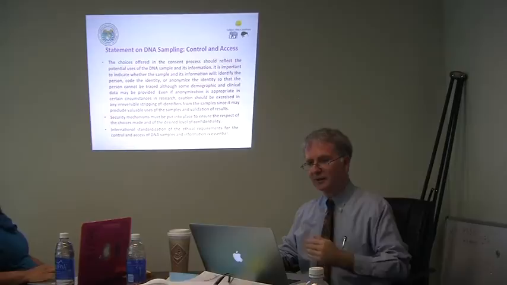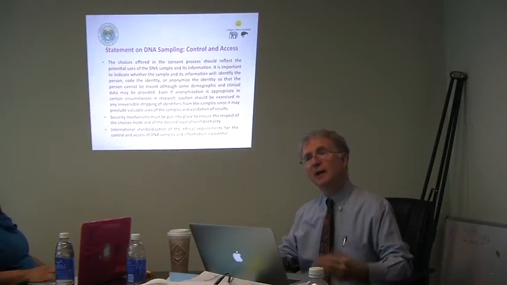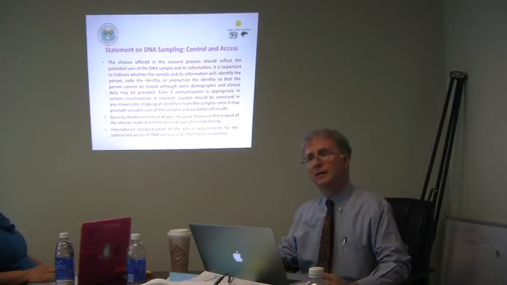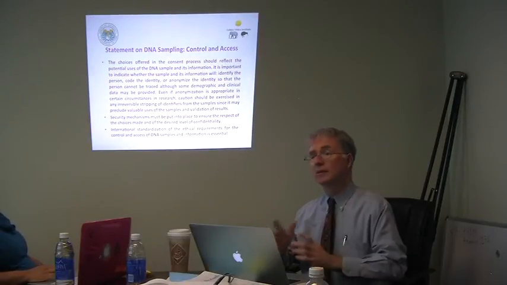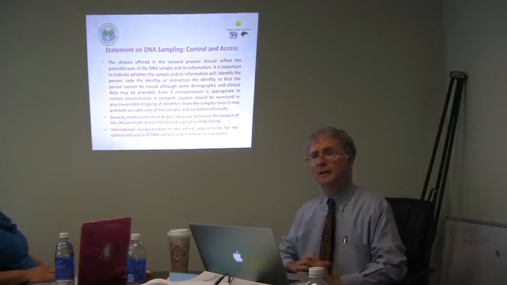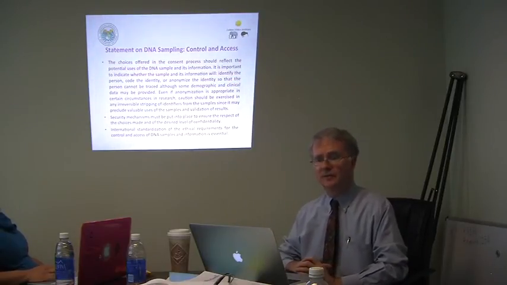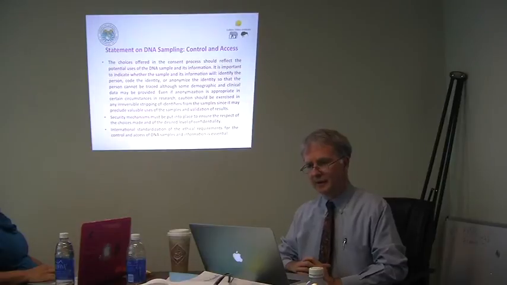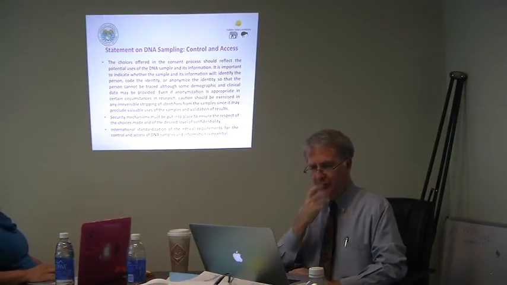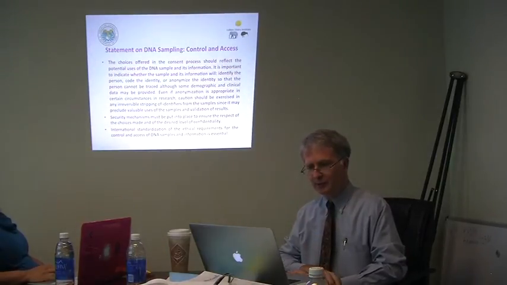So some excerpts from the types of statement or article that regulate types of science. It's just to show you the sort of language that people adopt as a regulatory statement for science. So on the DNA sampling, the choices offered in the consent process should reflect the potential uses of the DNA sample and its information.